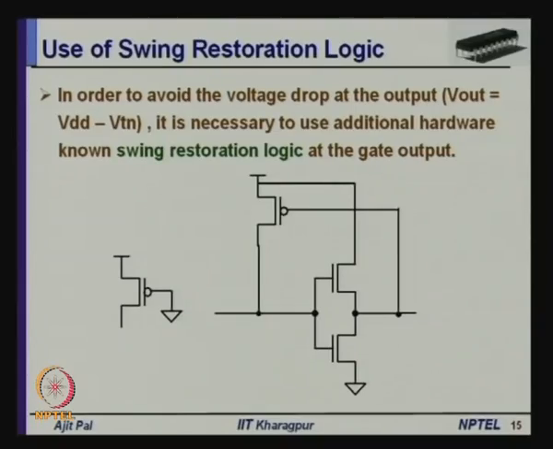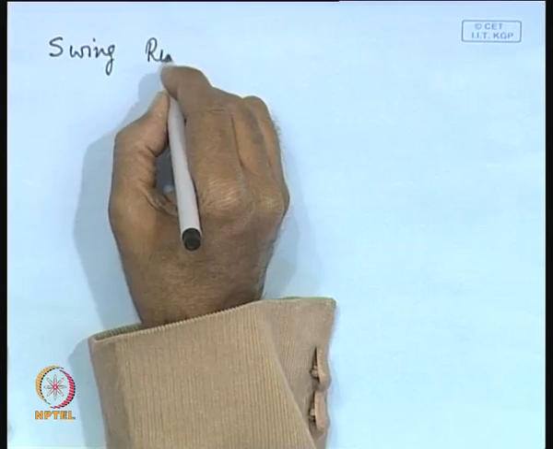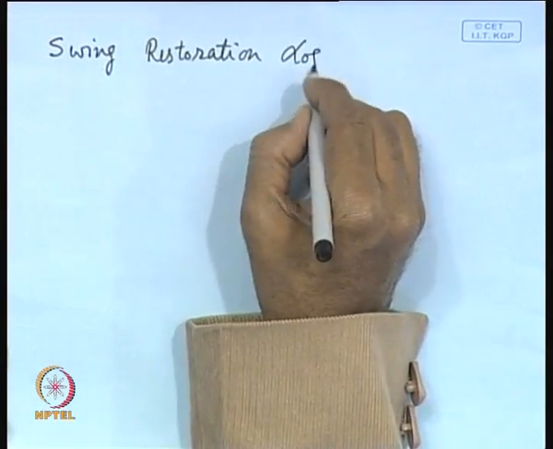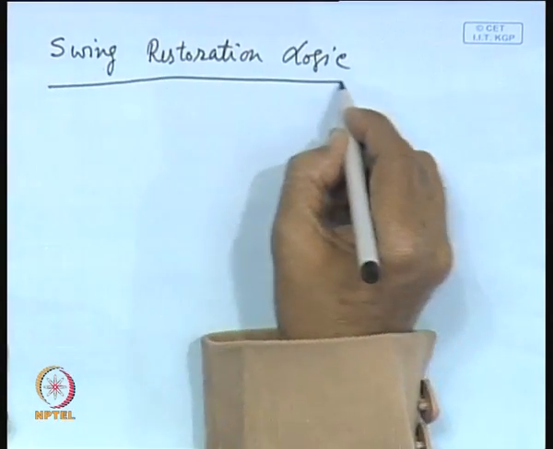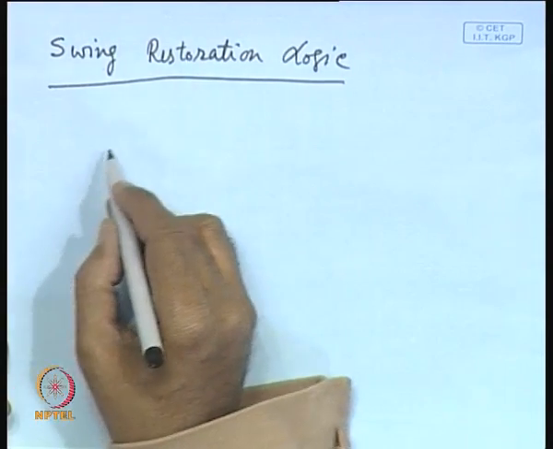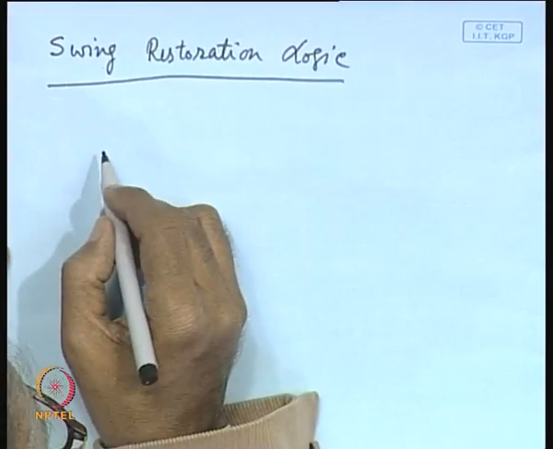by using what is known as swing restoration logic. So, you have to provide a swing restoration logic whenever you take the output to the next stage. What is the role of the swing restoration logic? It will raise the voltage level, particularly the high level, to VDD. So, how can it be done?